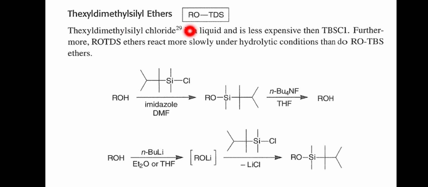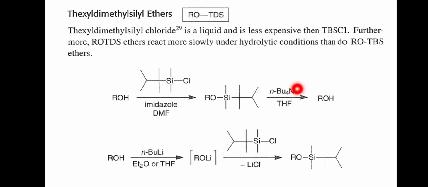Why is this used? It is cheaper as compared to TBS chloride. The only disadvantage is that after protection, when you do the deprotection, it reacts more slowly under hydrolytic conditions than the TBS protected alcohol, the TBS protected ether. That is the only disadvantage, but the advantage of using this is that it is a liquid and it is less expensive as compared to TBS.